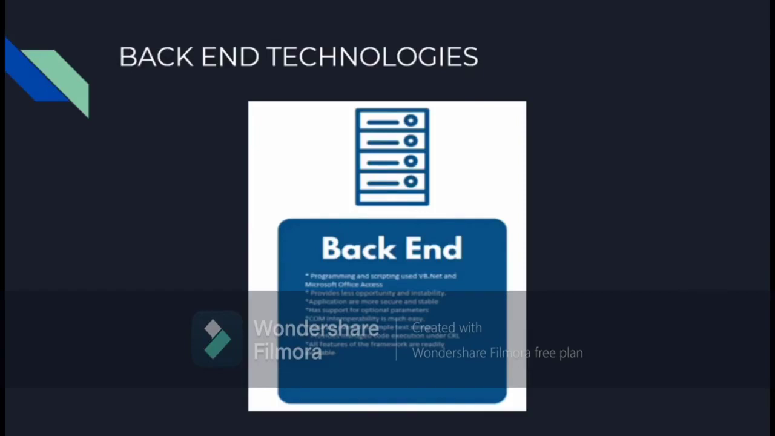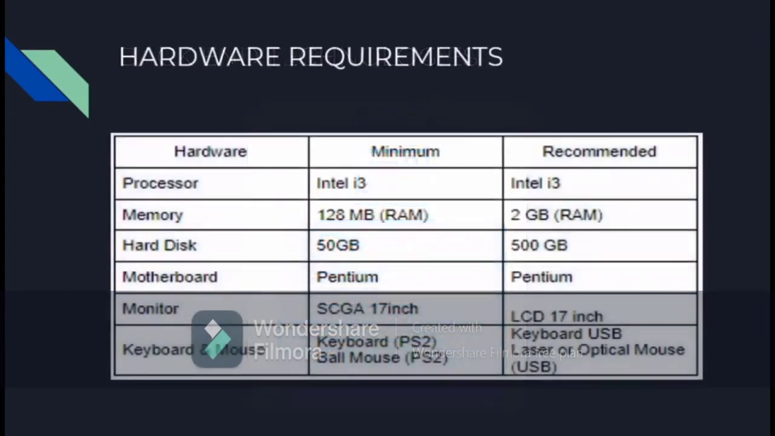Next is hardware requirements. Hardware requirements for processor: minimum is Intel i3, recommended is Intel i3. Memory: at least 128 MB RAM, the recommended is 2 GB RAM. Hard disk: at least 50 GB, and the recommended is 500 GB. Motherboard, the recommended is Pentium. Monitor, at least 17-inch. Keyboard and mouse, PS2 for minimum, and optical mouse USB for recommended.